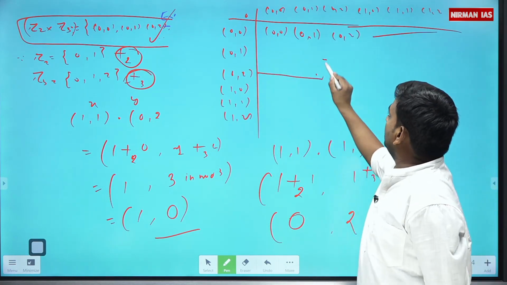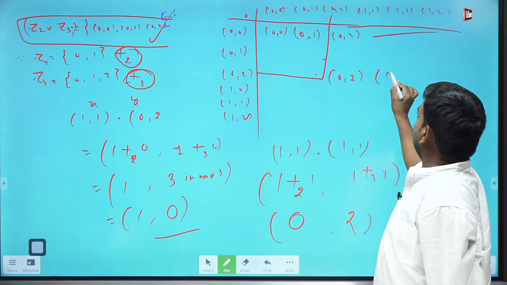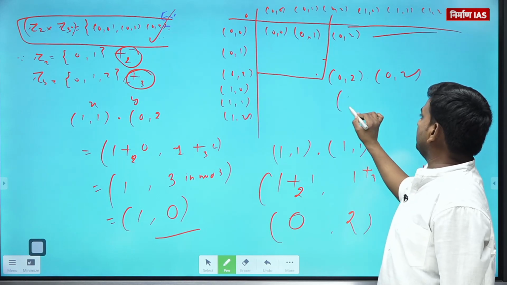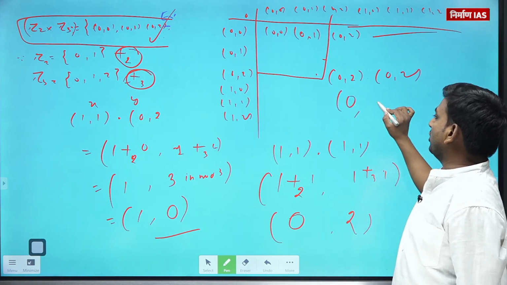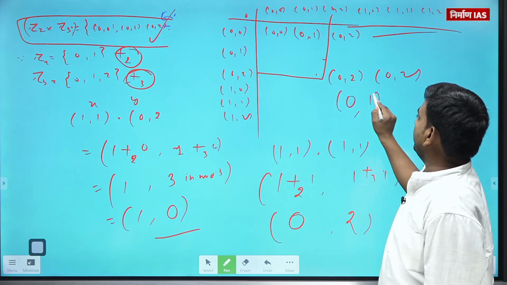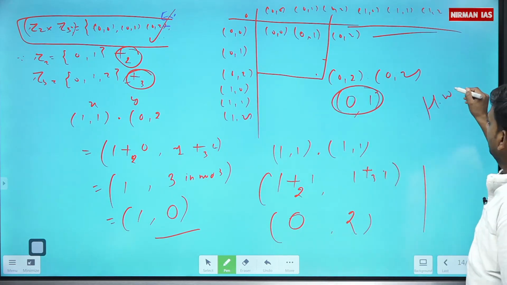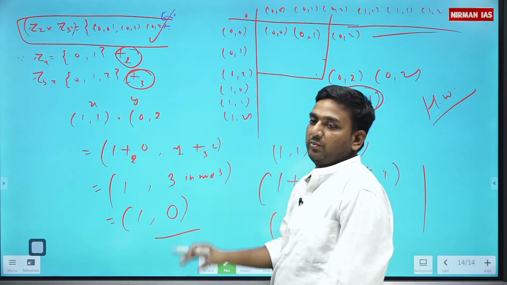Let's say you want to compose (0,2) composition (0,2). So 0 + 0 in mod 2 is 0, 2 + 2 in mod 3 is 4, and 4 in mod 3 is 1. So this element will look like (0,1). So this is homework for you guys. Fill this composition table.